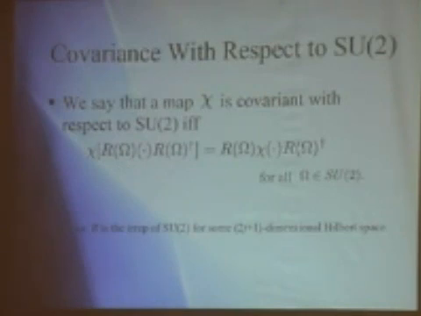So what do I mean by covariance with respect to SU(2)? Suppose that a map chi is covariant with respect to SU(2). Then what it implies is that if I have a density matrix of my spin j, and then I apply a rotation on it in the space, one of the representations of SU(2), and then I apply my map chi, it's the same thing as, on that density matrix, I would have applied chi first and then the rotation. And that should be true for all of them.